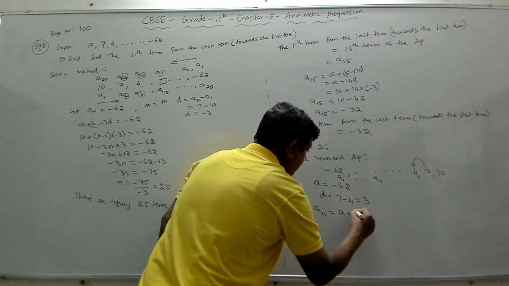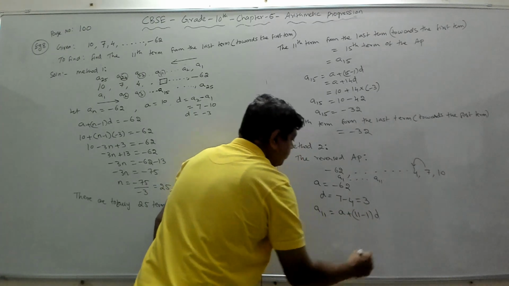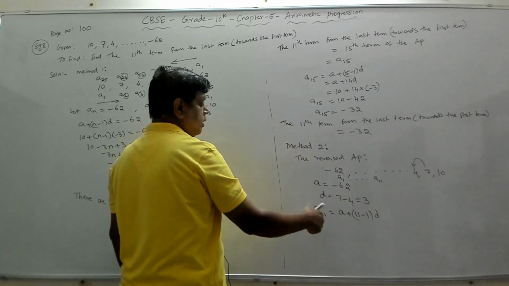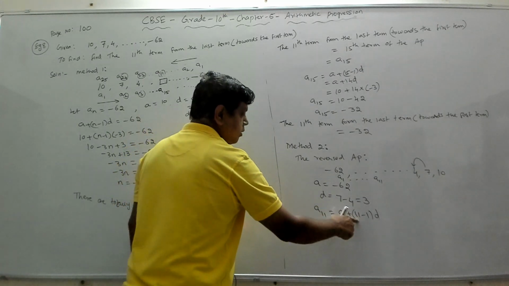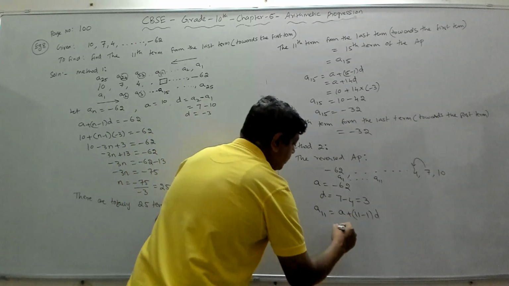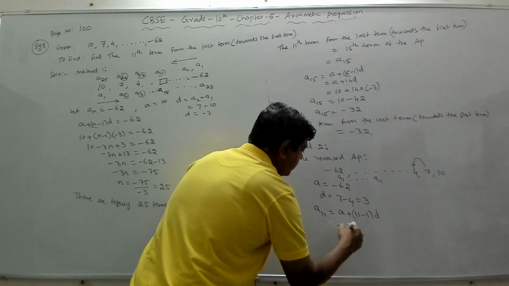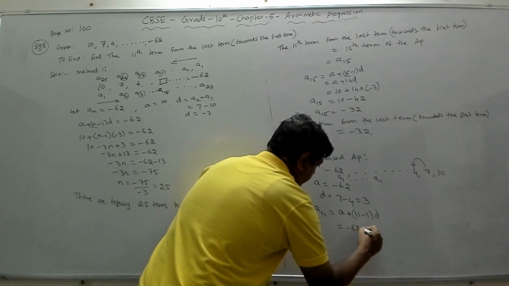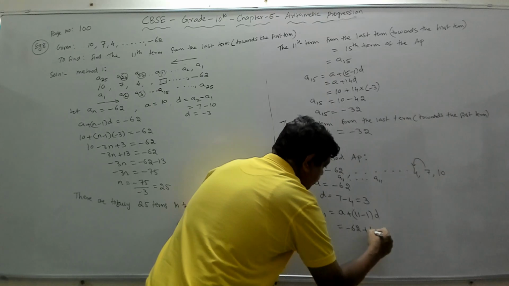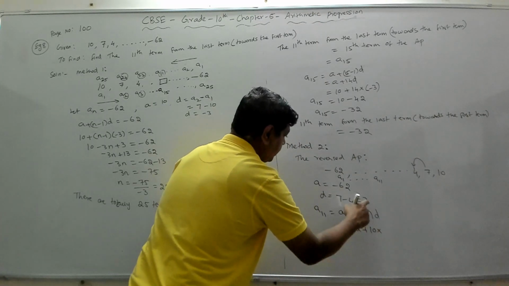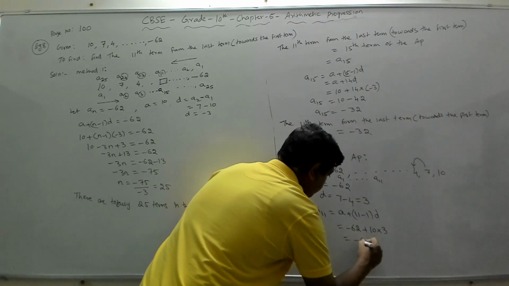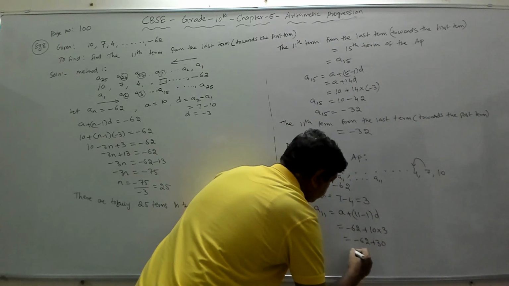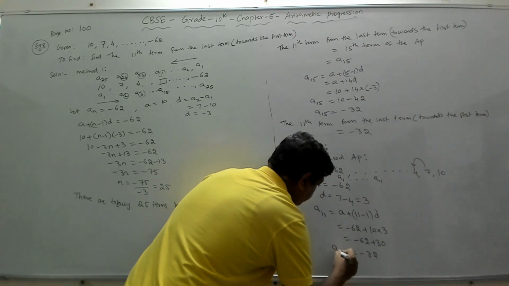A11 is A plus 11 minus 1 into D. In the general formula A plus n minus 1 into D, in the place of n, I am putting 11. So A is minus 62 plus 11 minus 1, which is 10, into D. D is 3. So minus 62 plus 30 is minus 32. That is your A11.